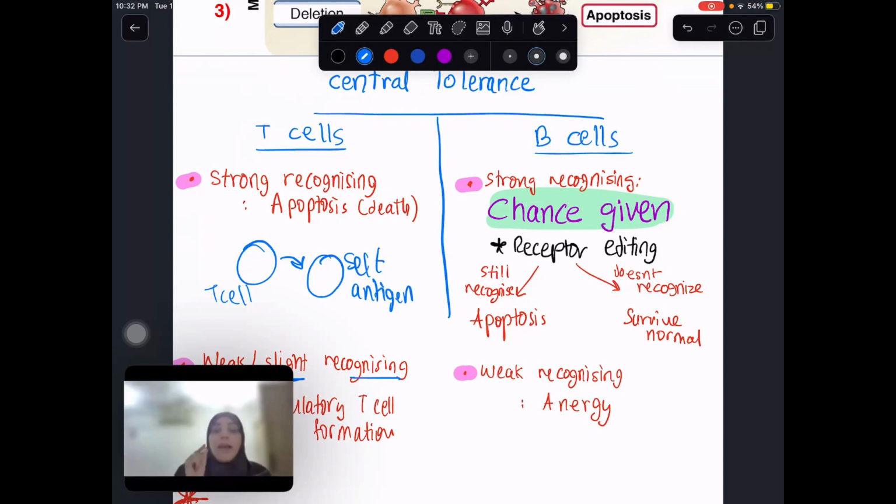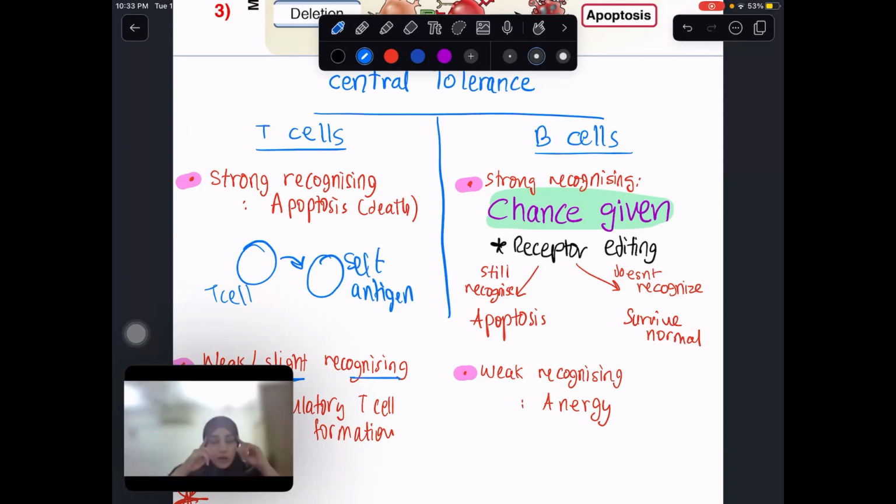But in the B cell, there is a chance that is given. The B cell is given a chance to do some editing. This is known as receptor editing. This is where the receptors of the B cells are going to be edited and changed. If after this editing, the B cell still recognizes the self-antigen, then apoptosis happens. So the outcome is still the same, but the difference is B cell is given a chance, T cell is not. Okay? And if there is weak recognition, anergy happens. If the B cell recognizes the self-antigen weakly, anergy happens.